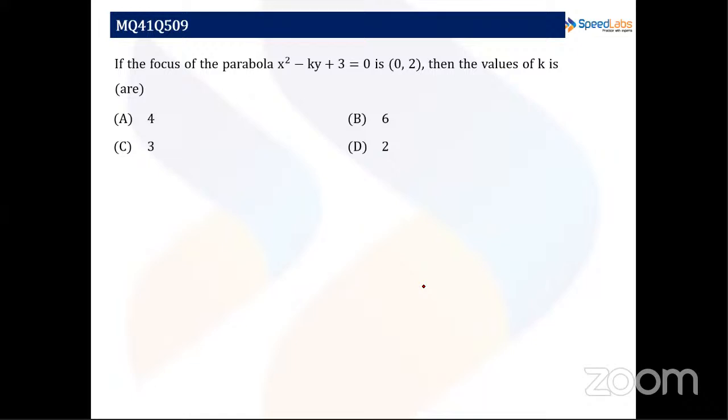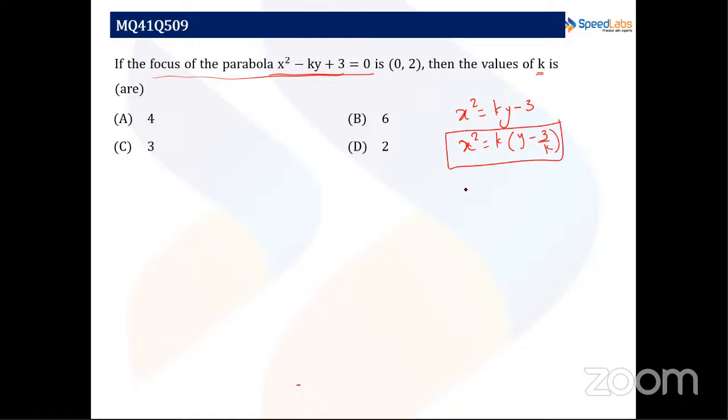Now moving to our next question: if the focus of the parabola x squared minus kx plus 3 equals to 0 is 0 comma 2, then find the values of k. Now we can write it as x squared equals to ky minus 3, or x squared equals to k into y minus 3 upon k.